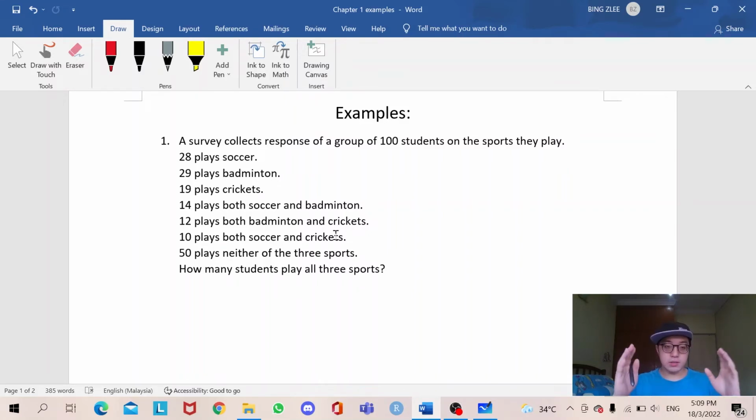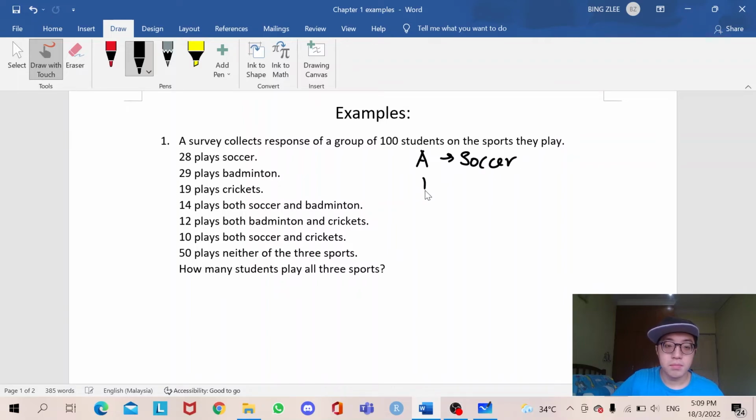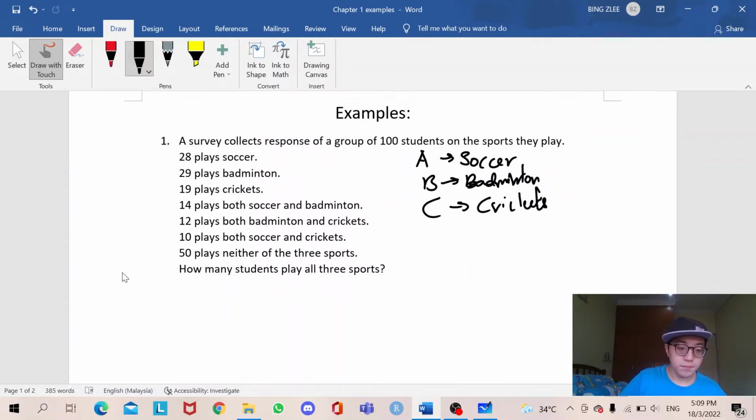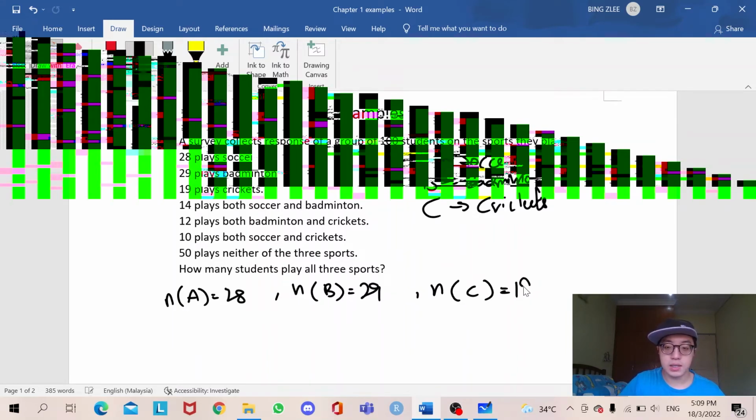So if you have seen this kind of long questions, don't be afraid. All right, we're going to do it one by one. So first thing here, we are going to be denoting them so that we can make our life easier. We will denote A as soccer, B as badminton, and C as cricket. All right. So from the information, we know that the number of elements in A is 28. The number of elements in B is 29, and the number of elements in C is 19.